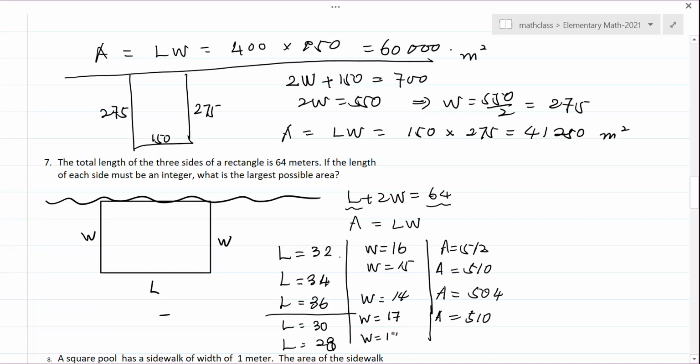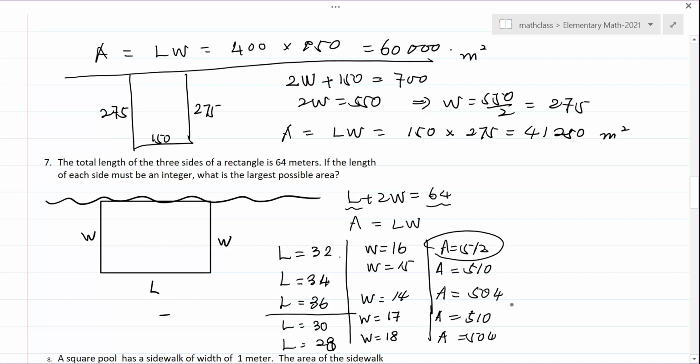W should be equal to 18 because 64 minus 28, divided by 2, is 18. Now, 28 times 18 is going to be 504. You see, so it looks like we're lucky. This is going to be the largest possible value you're going to get.